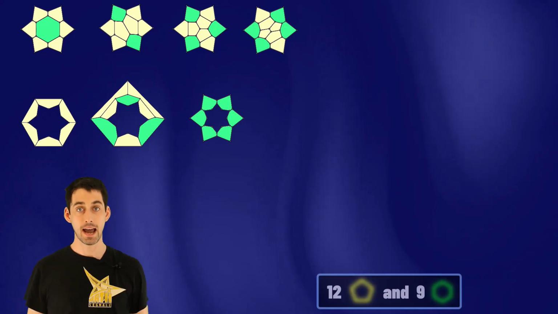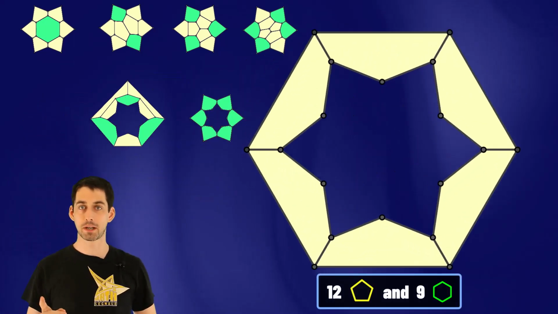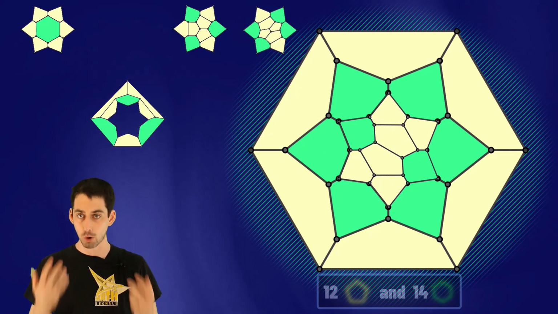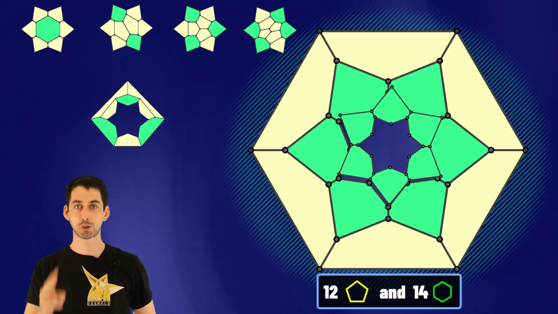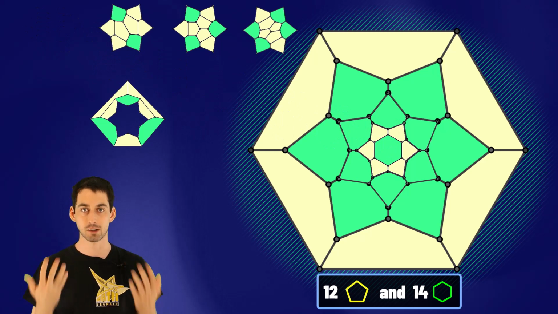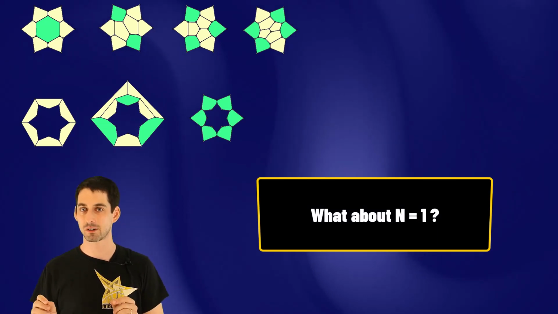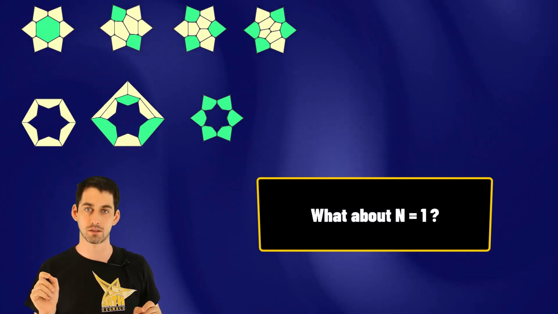Okay, I got it. So for instance, if I want 9 hexagons, I can use 1 special frame, like this. And for instance, if I want 14 hexagons, I can use 2 special frames, and I get a drawing like this. Nice! How can you find a polyhedron with 12 pentagons and just 1 hexagon?